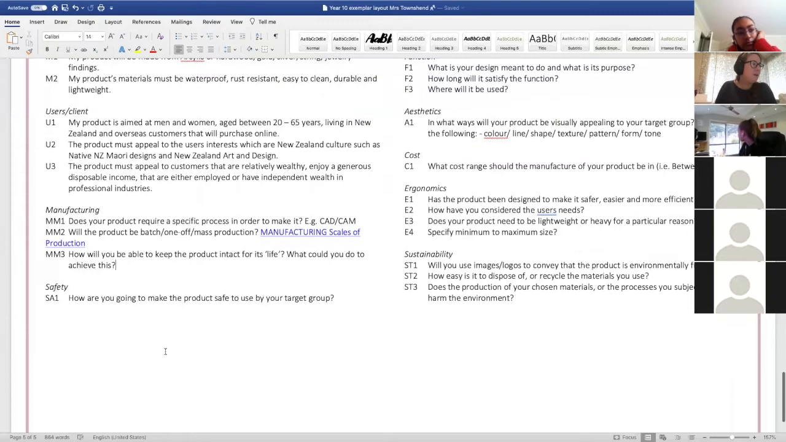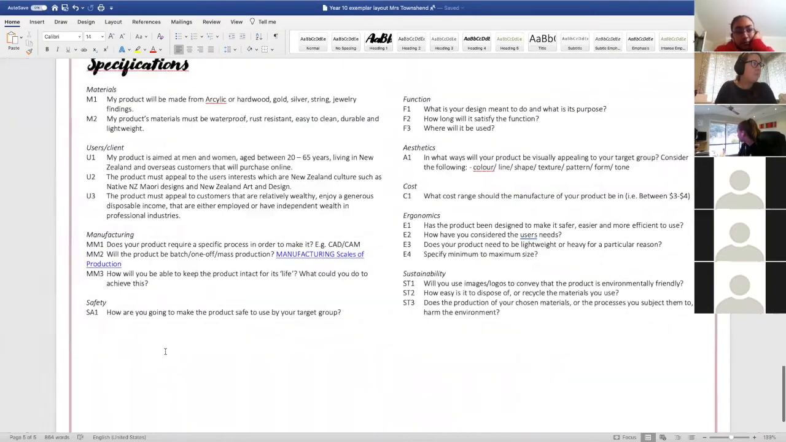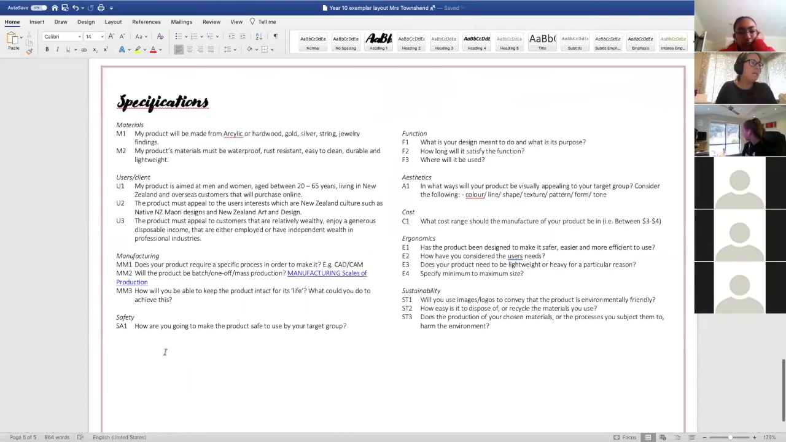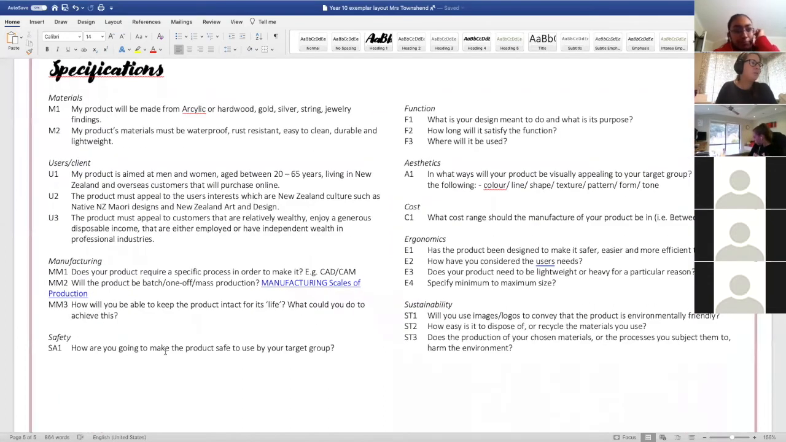Great. Hopefully you've got that down. How will you be able to keep the product intact for its life, and what could you do to achieve this? You could put warranties on them. Great. So my product must be manufactured to the standard so that it will function for the life of a 1 year warranty.